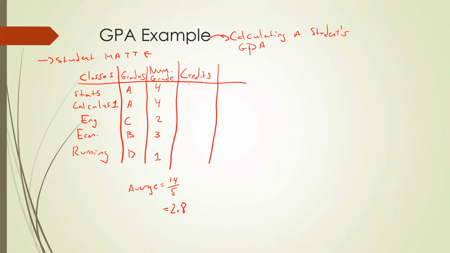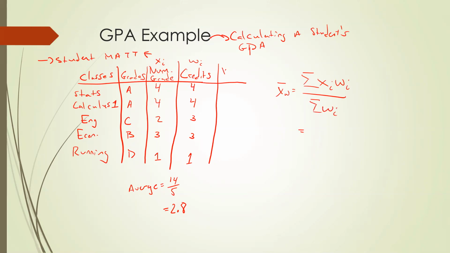Stats is a 4-credit course, calculus is a 4-credit course, English is 3, economics is 3, and running tends to be 1 credit. So we're going to weight running by 1 value where the stats class is worth 4. Here's our original variable, x sub i, and here's our corresponding weighting variable, w sub i. The formula is the sum of each x value times its weight, divided by the sum of the weights.